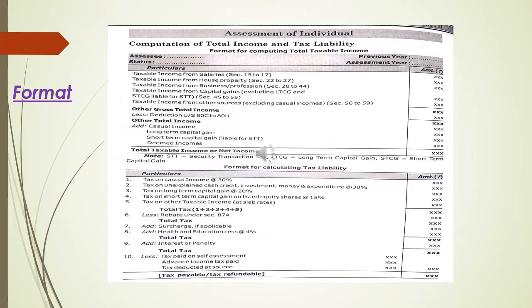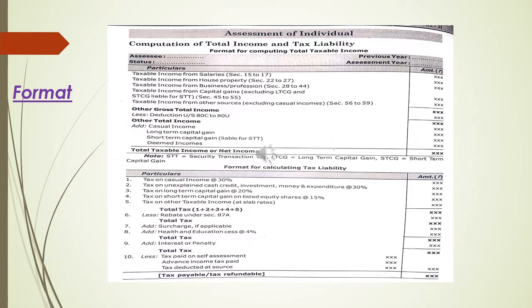We are mainly concerned with assessment of an individual. As we have already understood, there are 5 heads of incomes. 2 heads we have learned in the 5th semester BCom level, and the remaining 3 heads we have learned during this semester. So we have to take income from salary, income from house property, taxable income from business and profession, taxable income from capital gains.